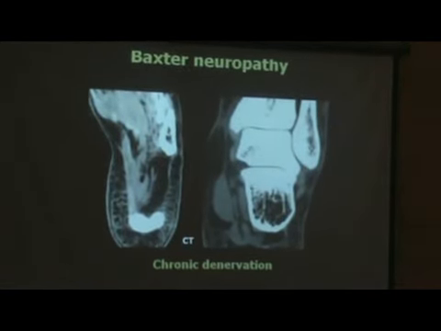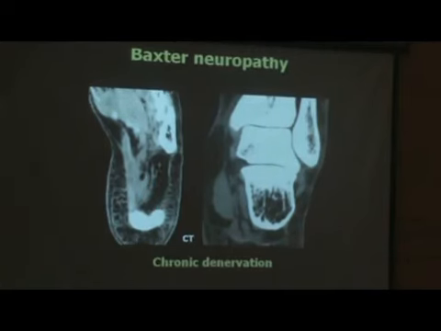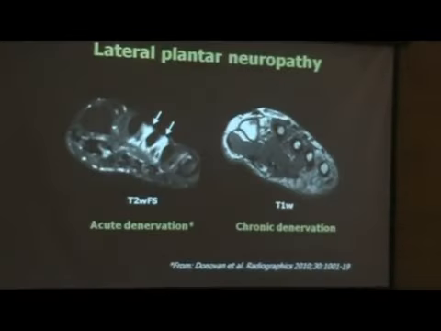And this is a CT showing you again chronic denervation of the abductor digiti minimi muscle with very important atrophy. This is basically replaced by fat. There is no muscle anymore. This is a chronic Baxter neuropathy.